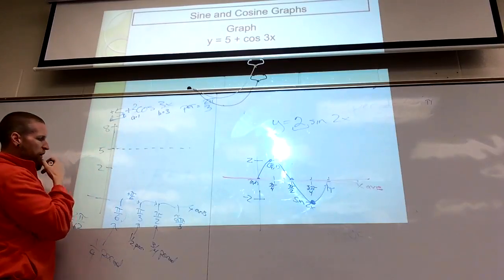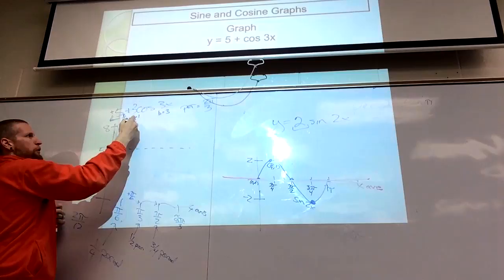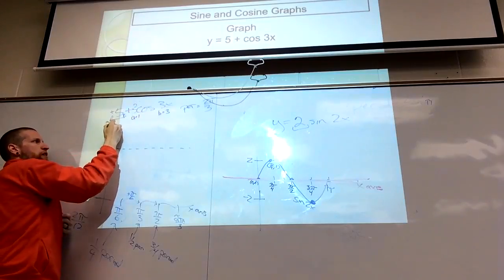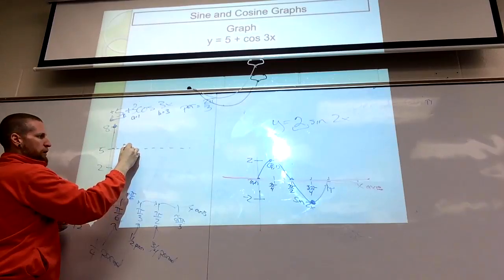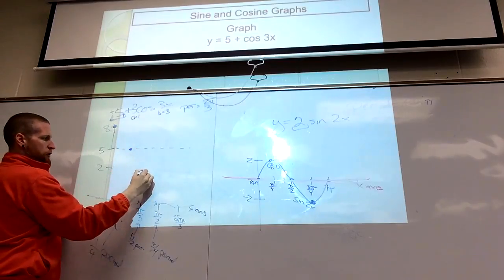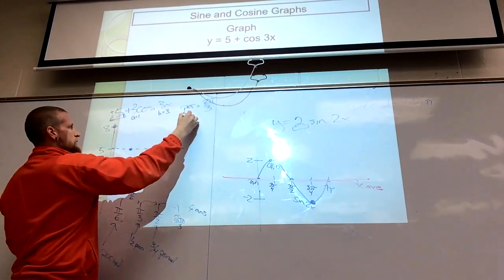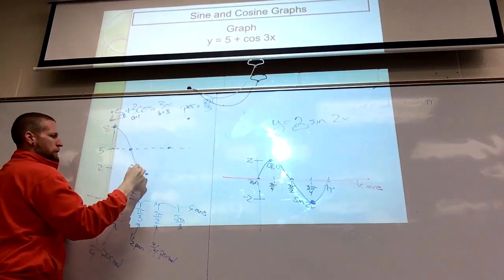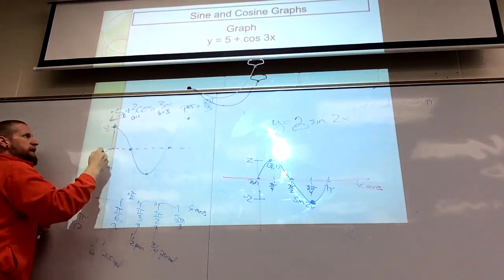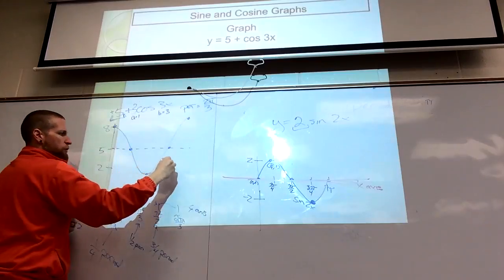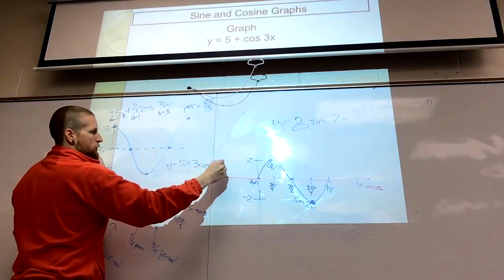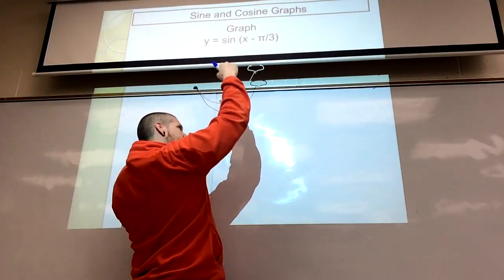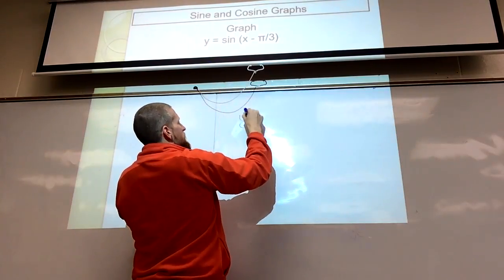And then I would go through again and just put my points like with the cosine. A positive cosine graph starts at the highest point, goes to the middle, at pi over 3 goes to the bottom, back to the middle, and then here. So that graph right there would be y equals 5 plus 3 cosine 3x. With this one, right down here.